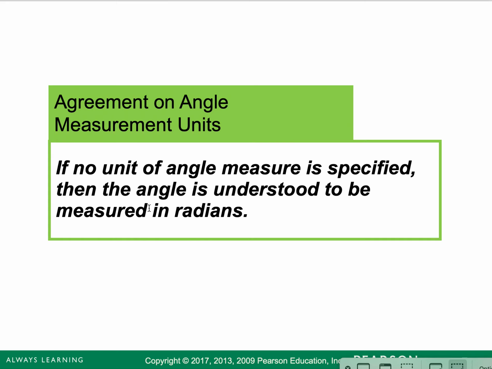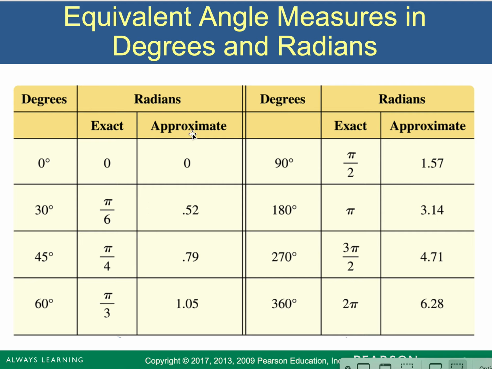If no angle unit is specified, what does that mean? That means if you don't have a degree symbol, it has to be in radians. Whether or not you see a pi doesn't matter. If there's not a degree symbol, you're in radians. So here I have degree symbols, so I know these are degrees. I can convert these over to radians.